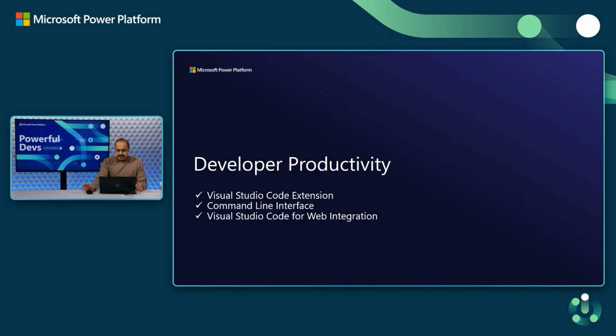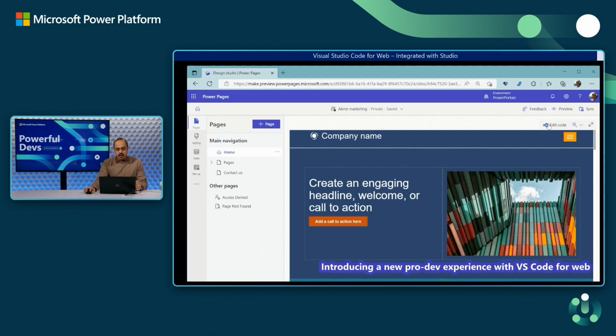Now, before we see some examples for Pro Dev extensibility, let's take a look at first how Power Pages promotes developer productivity. Power Pages supports the Power Platform command line interface, using which you can download your website code locally, and then using Visual Studio Code, you can edit that in the VS Code itself. But what we have recently launched, and I'll show you just in a bit now, is the Power Pages Studio integration with the Visual Studio Code for web.